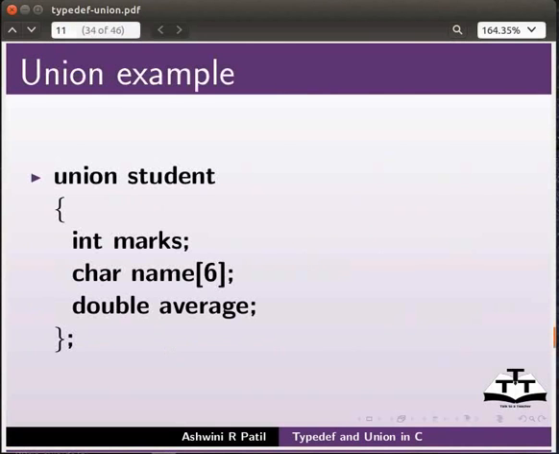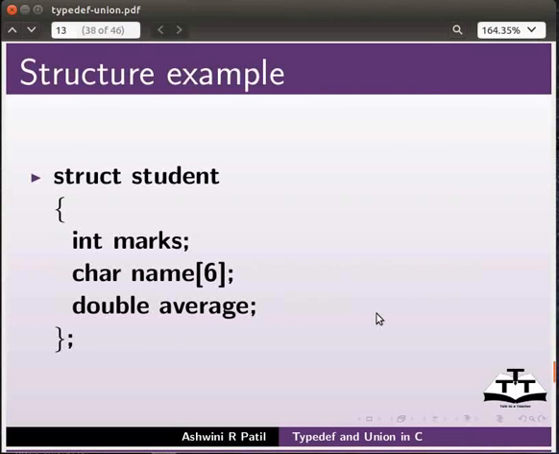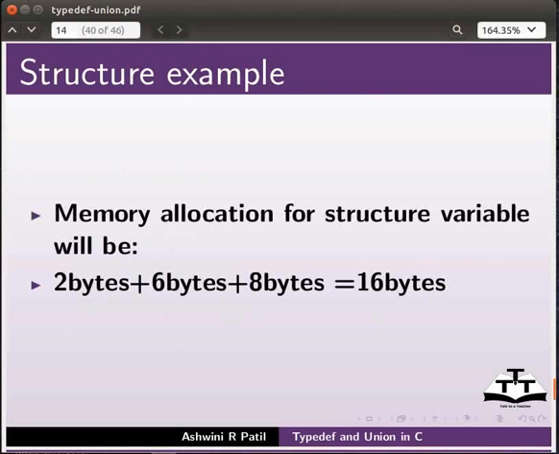Example for union: union student, int marks, char name[6], double average. Memory allocation for union variable will be 8 bytes, as double data type will occupy the maximum memory space. Example for structure: struct student, int marks, char name[6], double average. Memory allocation for structure variable will be 2 bytes plus 6 bytes plus 8 bytes is equal to 16 bytes.